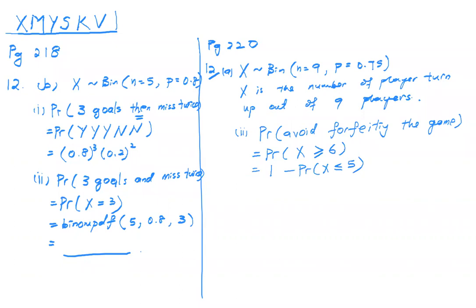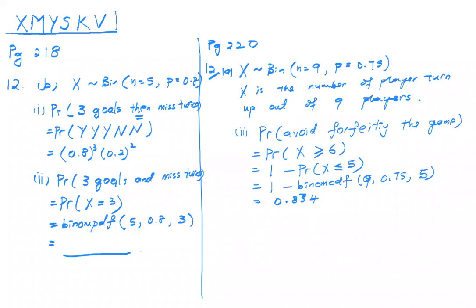Okay, everyone take out your graphic calculator and calculate 1 minus binomCDF, 9, 0.75, and 5. May I know what is the answer? Hurry up. Can someone give me the answer? Okay, 0.834.